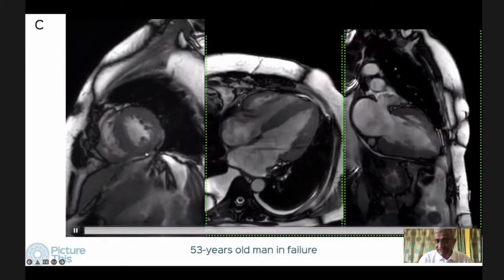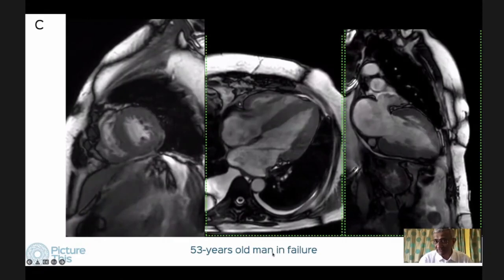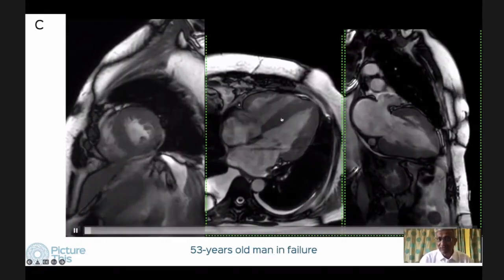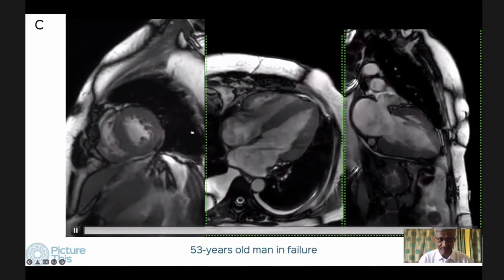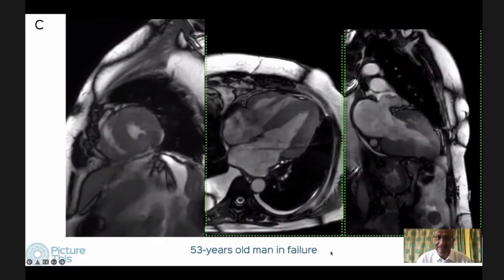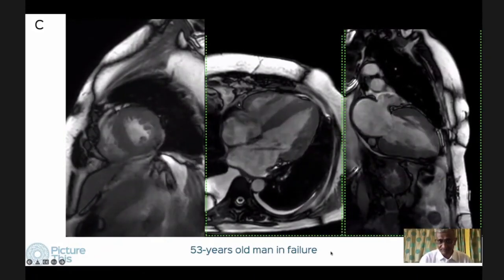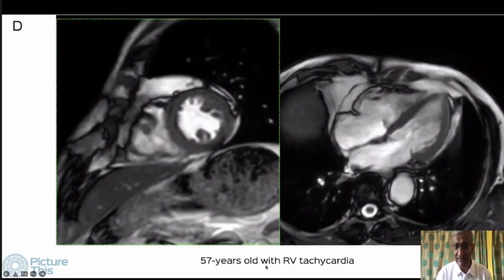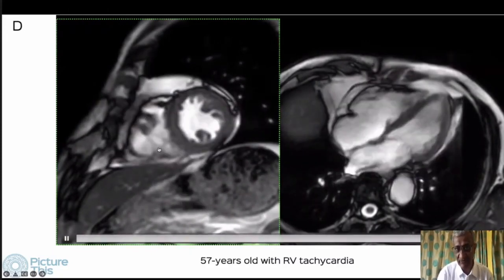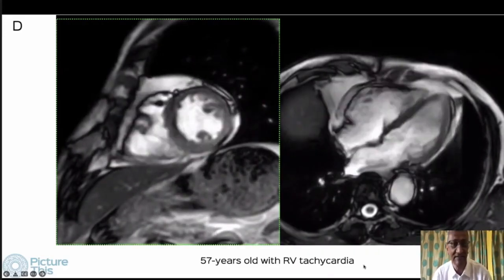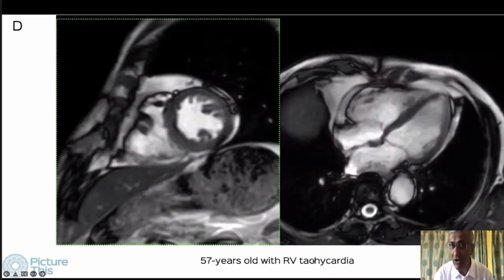This is the third case, a patient who's in failure, 53-year-old. You can see that there's a biventricular pathology involving the LV and the RV. That's the short axis, the 4-chamber and the 2-chamber. Is this ARVC or not? That's the fourth question here, and this is a 57-year-old with RV tachycardia. There's predominant RV involvement. The LV seems relatively normal. And again, the question is, is this ARVC or not?